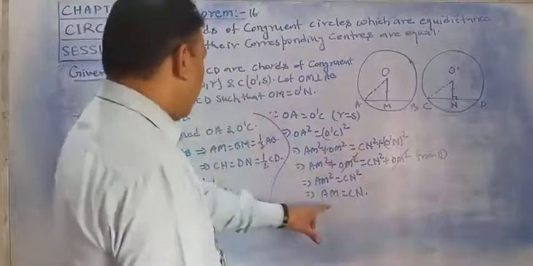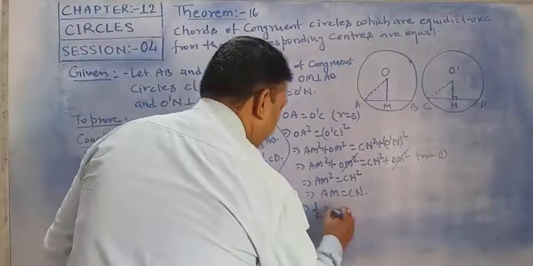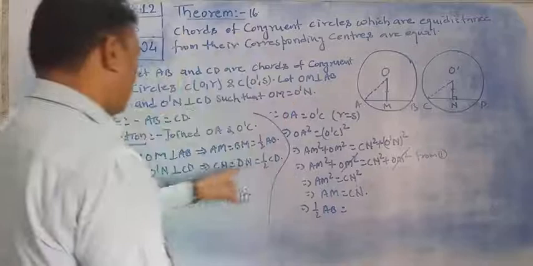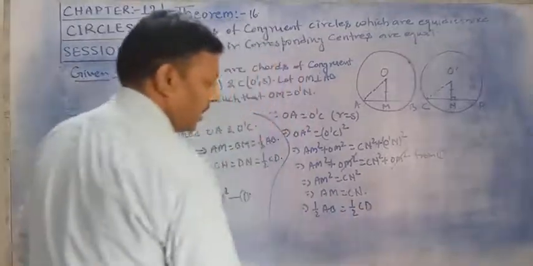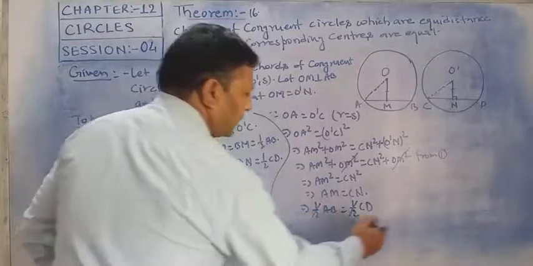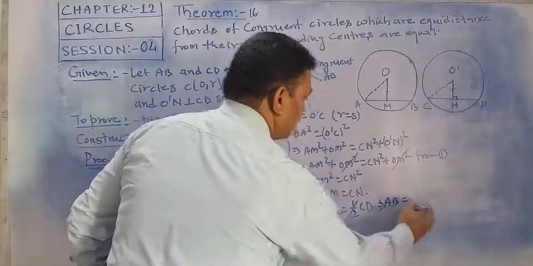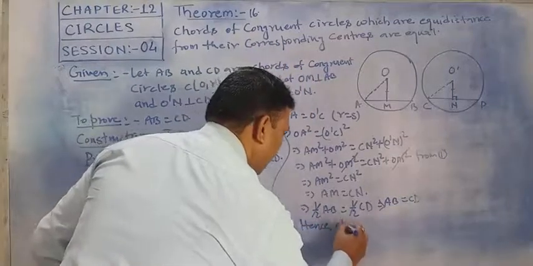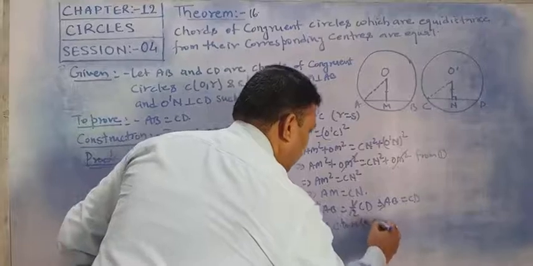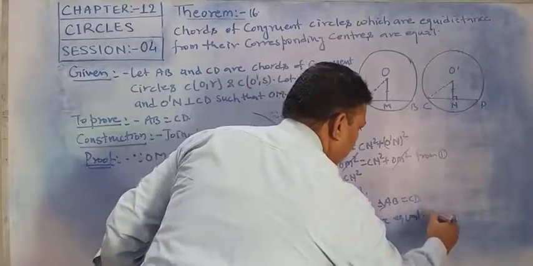So the value of AM is equal to half of AB. We can write 1 by 2 AB, and CN equals half of CD. So we can replace it with half of CD. Half to half cancels. This implies that AB equals CD. Hence chords are equal, and that's what was required to prove.